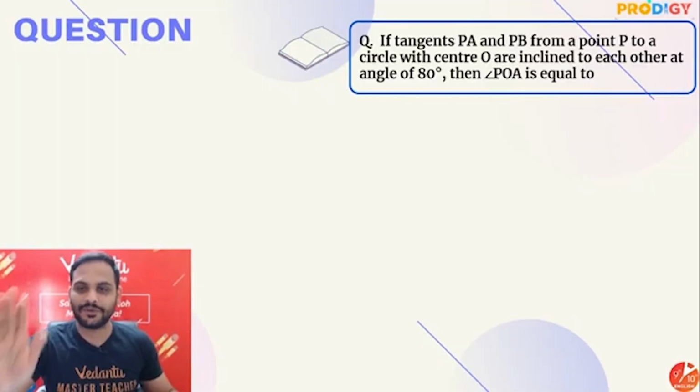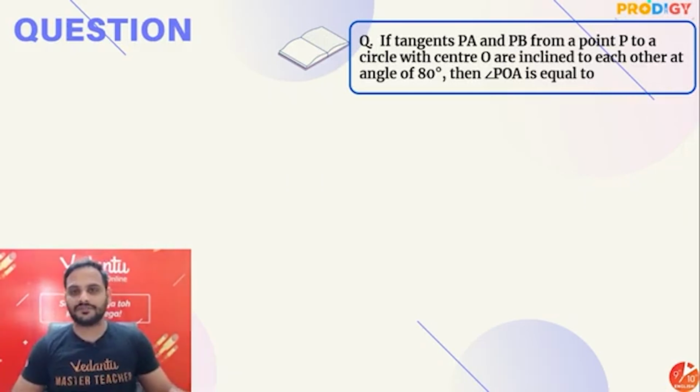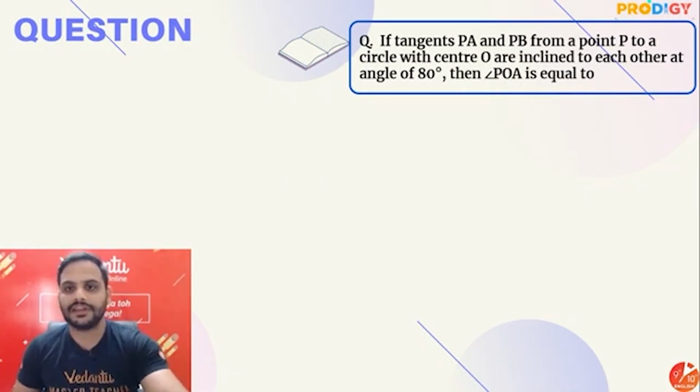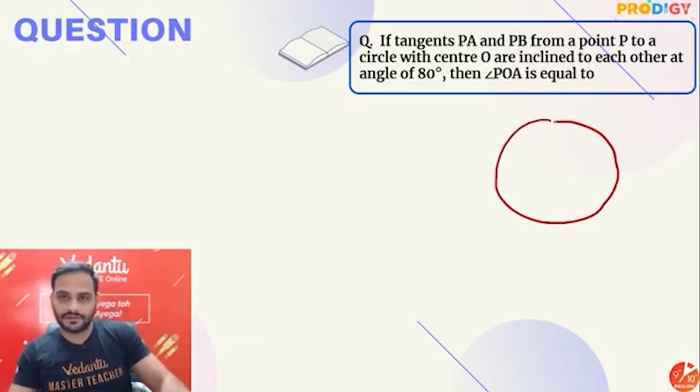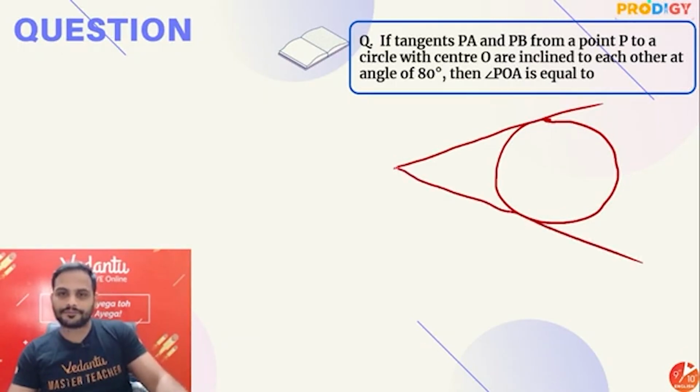All right, let's move ahead with some of the questions, guys. The first question which we have is this: if tangents PA and PB from a point P to a circle with center O are inclined to each other at an 80-degree angle, find angle POA. So guys, see, this is your circle, and two tangents we are drawing, PA and PB. All right, so these will be the radii. A, B, this is P, this is O.